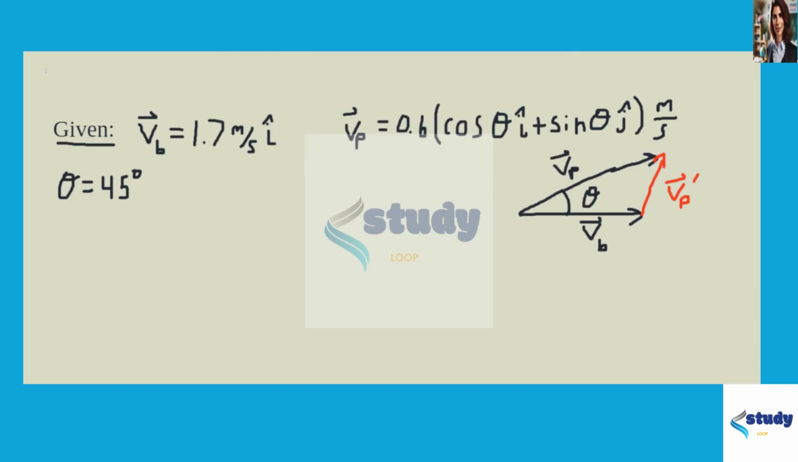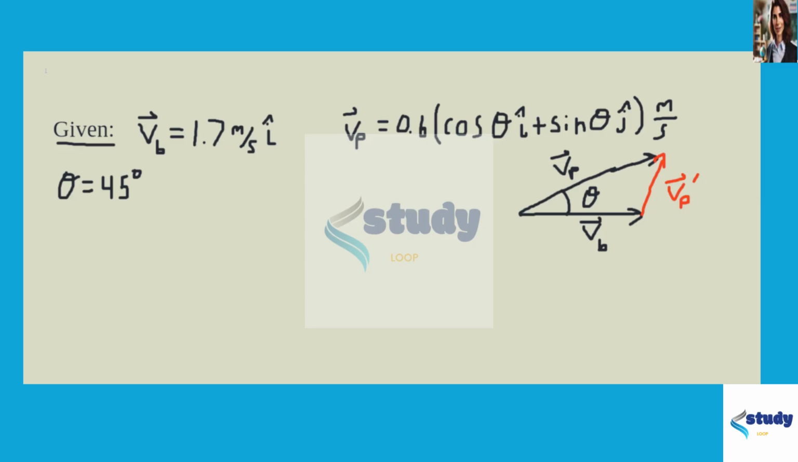Our question says that a passenger on a boat moving at 1.7 meters per second on a still lake walks up a flight of stairs at a speed of 0.6 meters per second, figure 51. The stairs are at an angle of 54 degrees, pointing in the direction of motion as shown. Write the vector velocity of the passenger relative to the water.